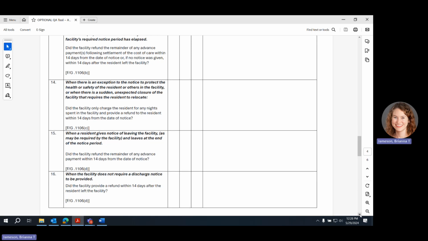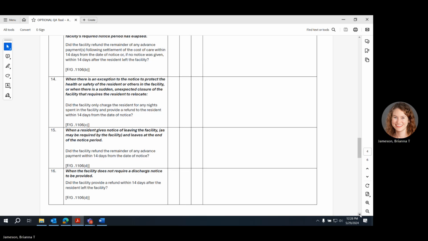The 16th area for review: when the facility does not require a discharge notice to be provided, did the facility provide a refund within 14 days after the resident left the facility? There is space to check yes, no, not applicable. And if no was checked, there is space on the right-hand side of the page to write in notes for follow-up.